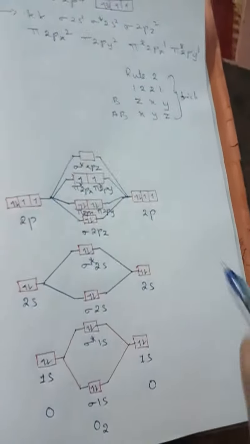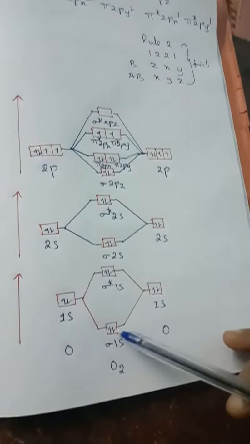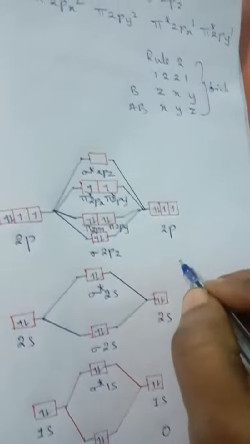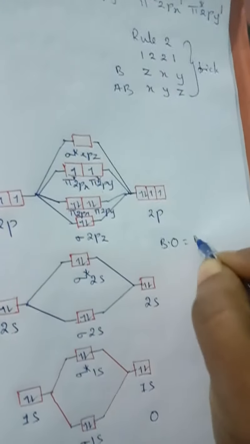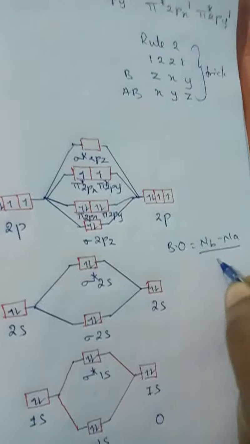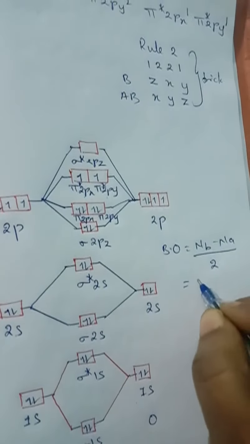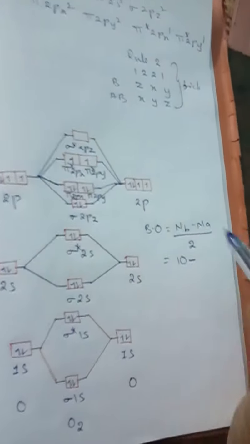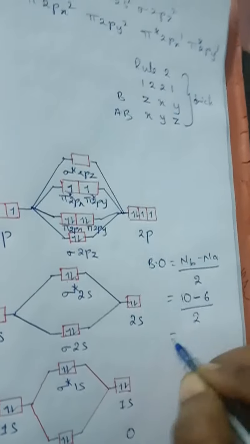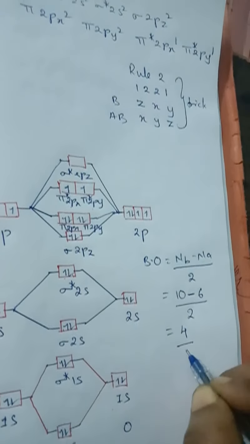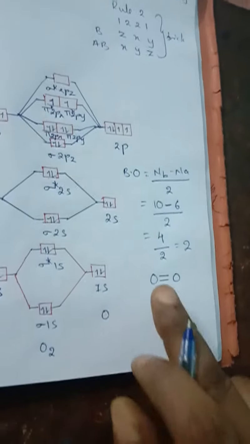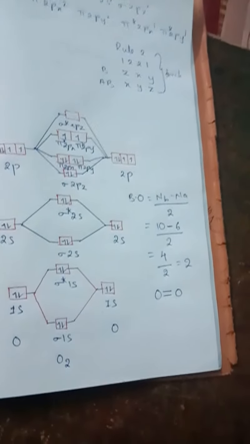So now count how many bonding electrons are present: 1, 2, 3, 4, 5, 6, 7, 8, 9, 10. So bond order for oxygen is Nb minus Na by 2. How many bonding electrons are present? 10 minus, now anti-bonding, 1, 2, 3, 4, 5, 6. So 10 minus 6 by 2. 10 minus 6 is how much? 4. 4 by 2 is 2. So bond order is 2, that means it forms a double bond. So oxygen forms a double bond with the other oxygen atom.